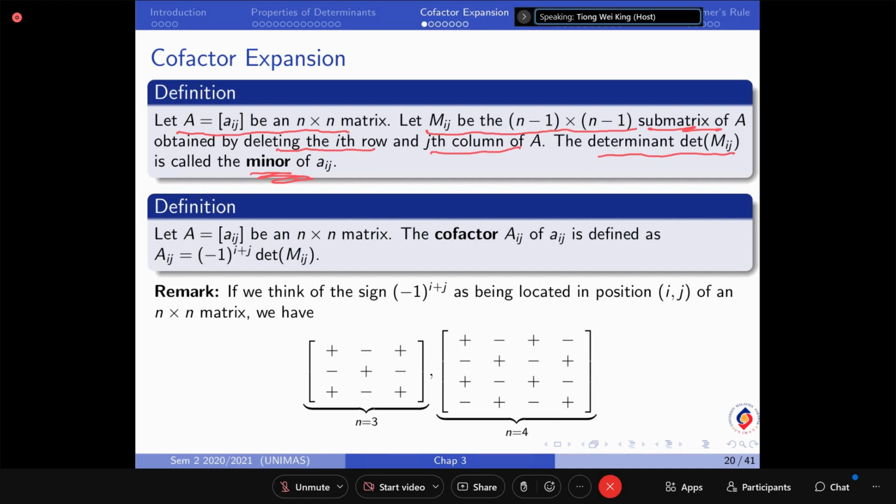Okay. Then after that, the definition for cofactor, the cofactor Aij of element aij is defined as this formula. Basically you have a negative 1 to the power of i plus j times determinant Mij. So this is basically the minor.